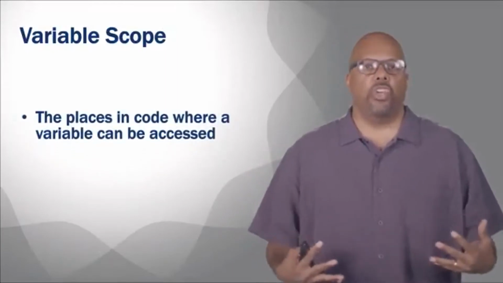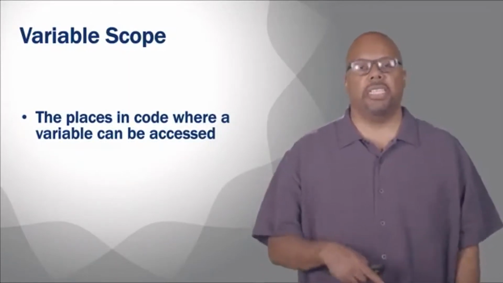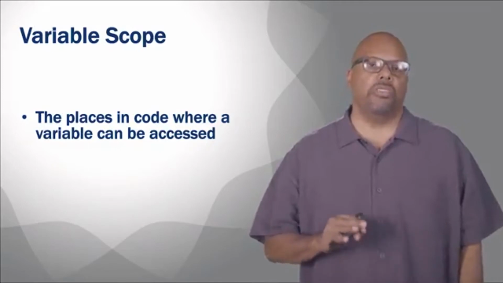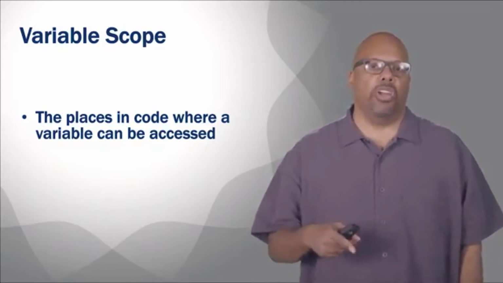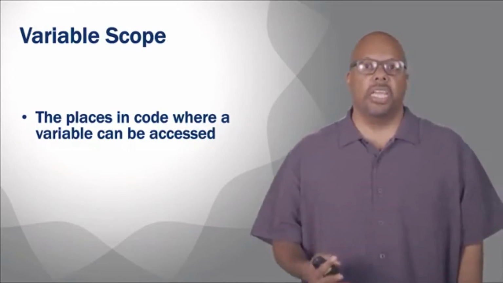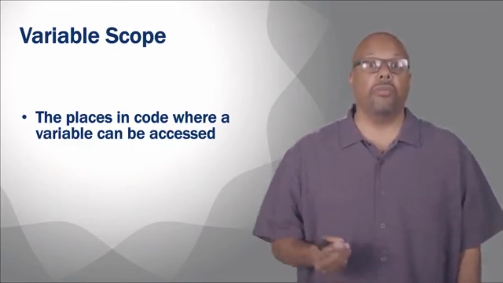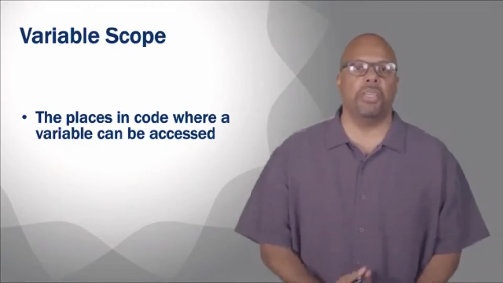So we're going to talk about what the scope of a variable is. Roughly, the scope of a variable is the places in the code where a variable can be accessed. Variable scope defines how a variable reference is resolved in the code. So if you reference a variable x, how does the program figure out which variable x you're talking about? That's basically what variable scope is.